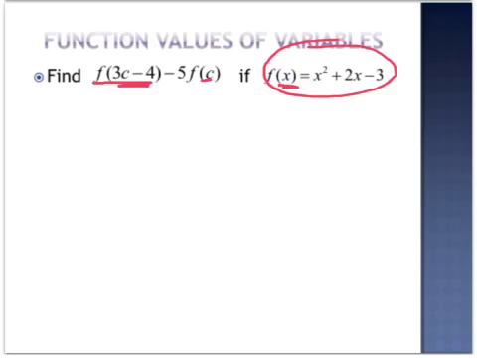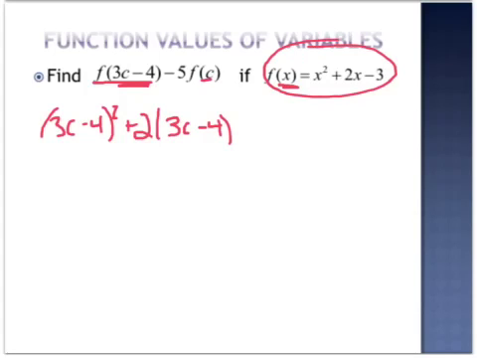So as we go, I'm going to be doing f of x. So I will say instead, 3c minus 4 squared plus 2 times 3c minus 4.